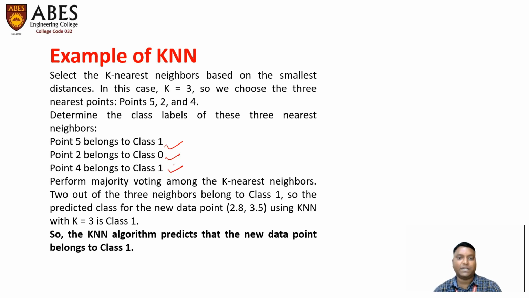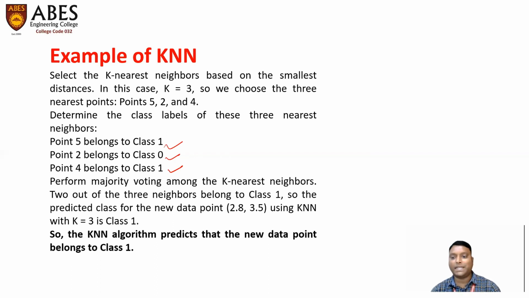Perform majority voting among the k nearest neighbors. So out of 3, 2 data points belong to class 1. So 2 out of 3 neighbors belong to class 1. So the predicted class for the new data point will be class 1, because out of 3 data points, which are the nearest neighbors of the new data point, 2 data points are in class 1. So the new data point will be associated with class 1.